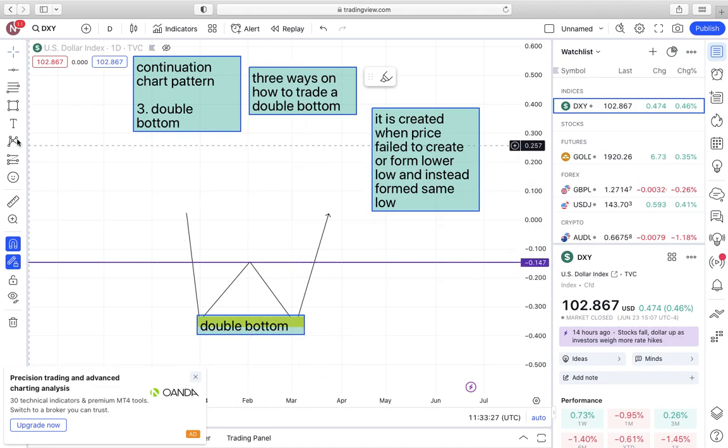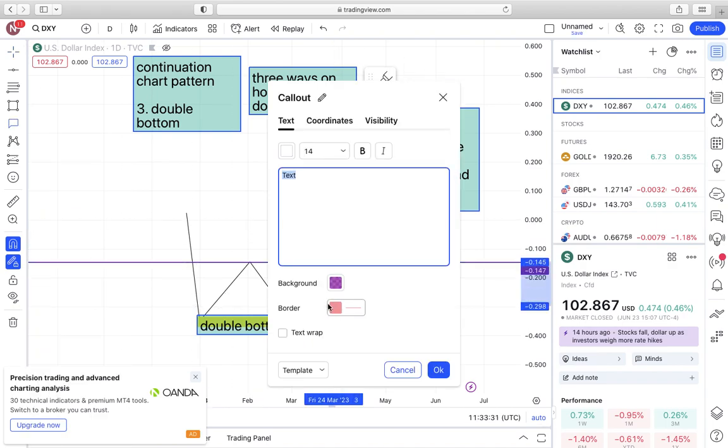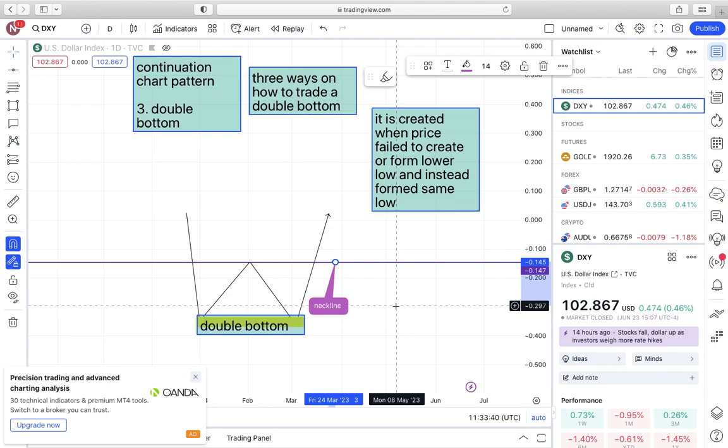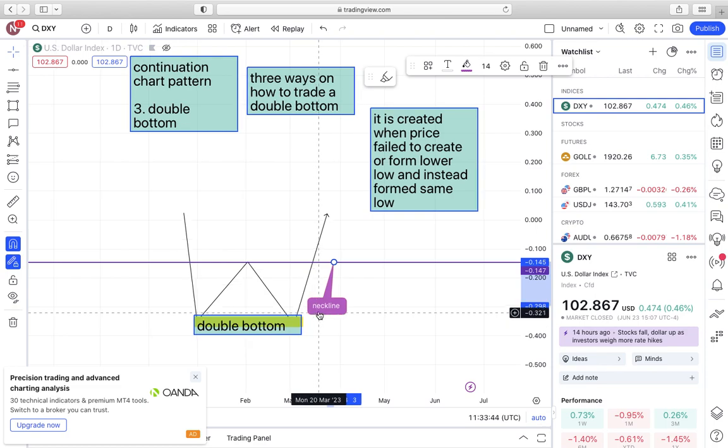This is the neckline. Let me name it. Just take it easy, guys. This is the neckline. Don't fight with the market. This is the neckline, guys. As you can see, very nice. This is the neckline, double bottom.